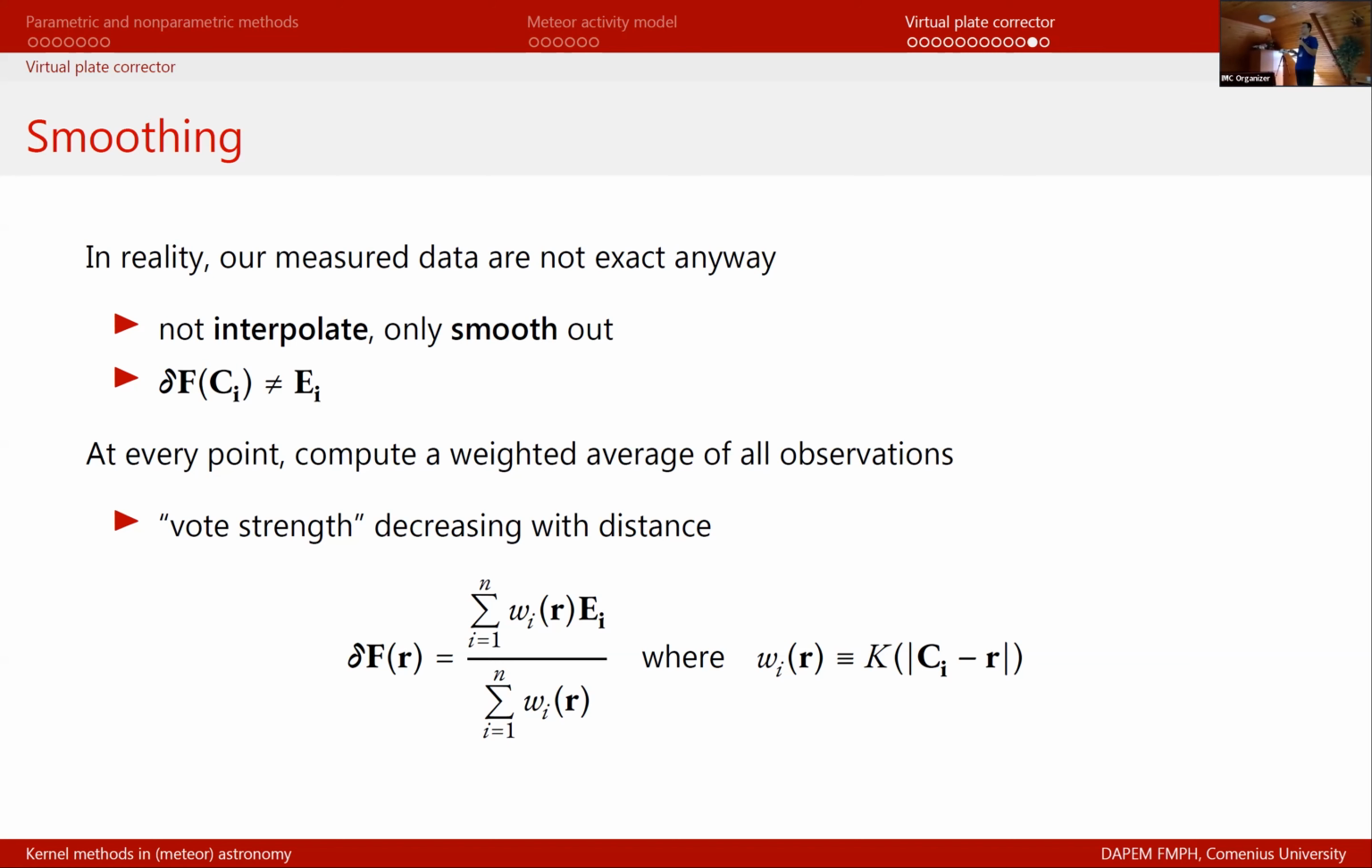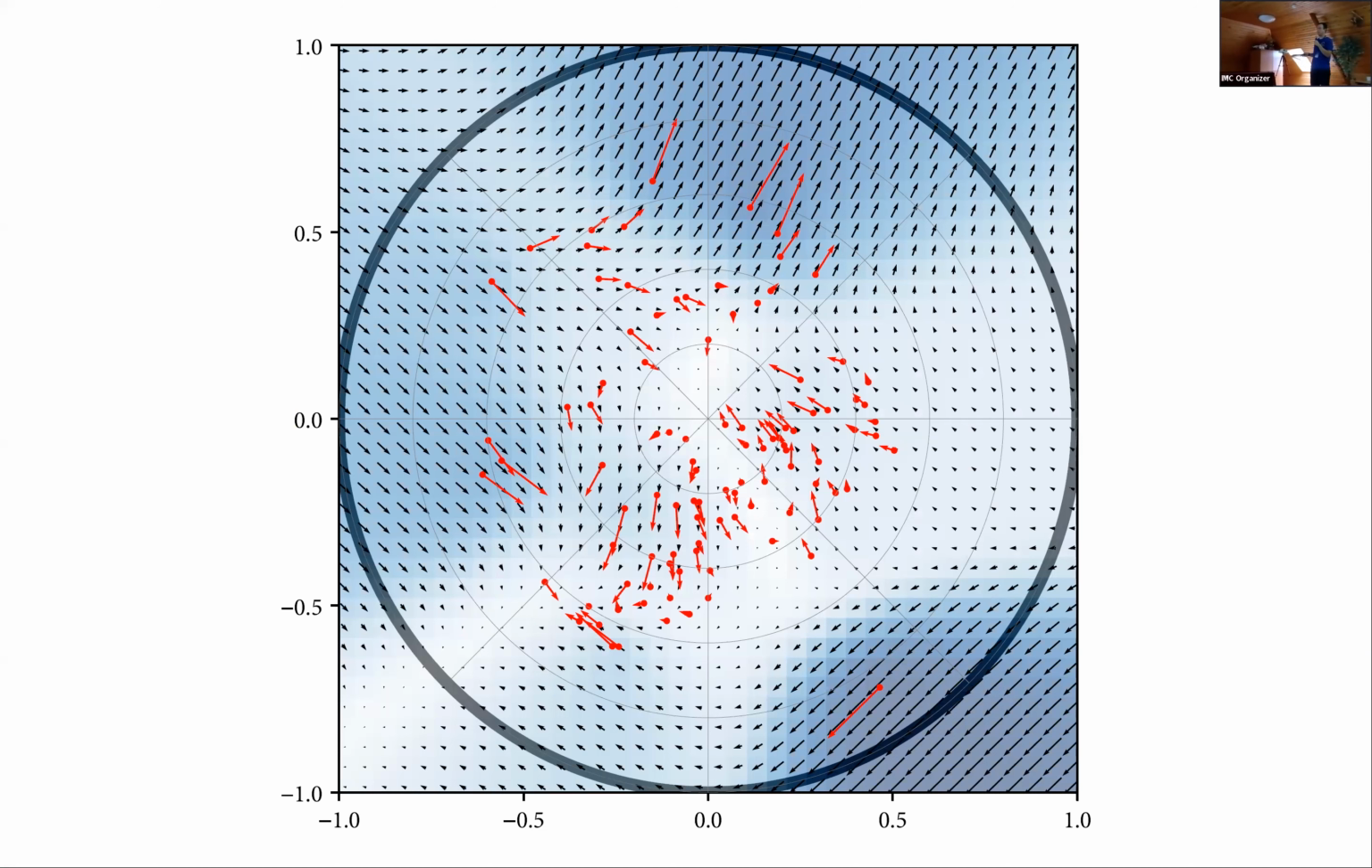So at every point, we will not interpolate, but compute a weighted average of all observations. To employ a kernel method, we will use kernels to measure vote strength. And the vote strength of each measured point will be decreasing with distance like this. Again, this is very simple, a simple weighted average based on distance. So we are left with this. We can see that this is smooth. This is smooth even in higher derivatives.